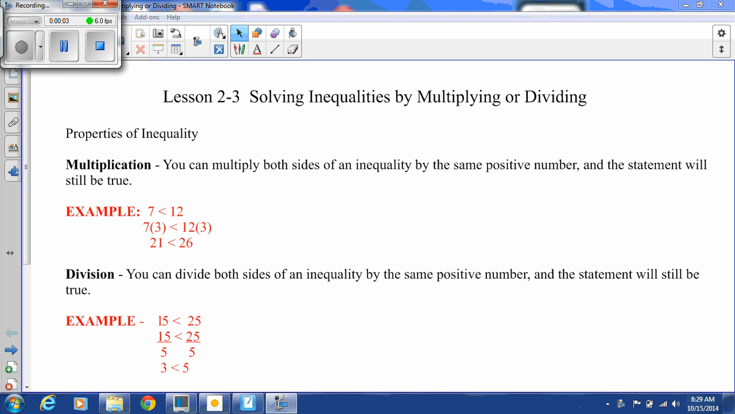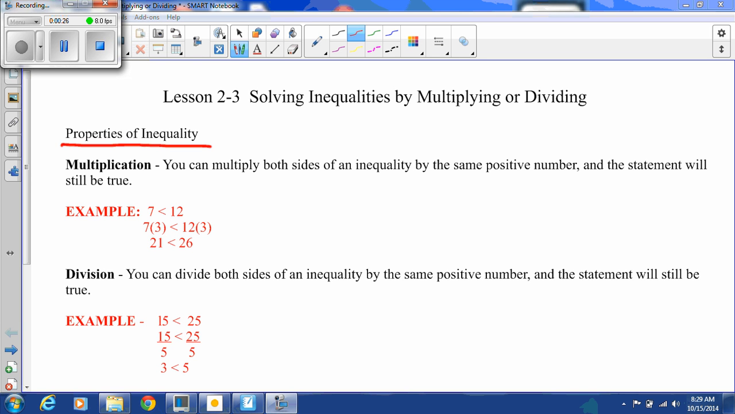Hello. Here we go with our next step for solving inequalities. Today's lesson is solving inequalities with one step, either multiplication or division. Before we begin, let's take a look at the properties of inequality. These will look familiar to you. You've seen the same properties with regards to equations.